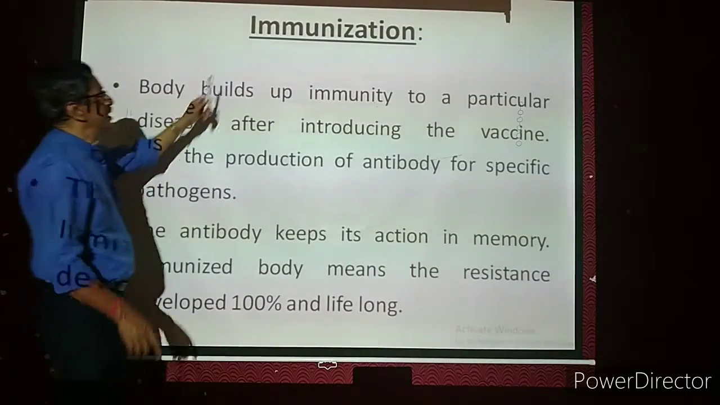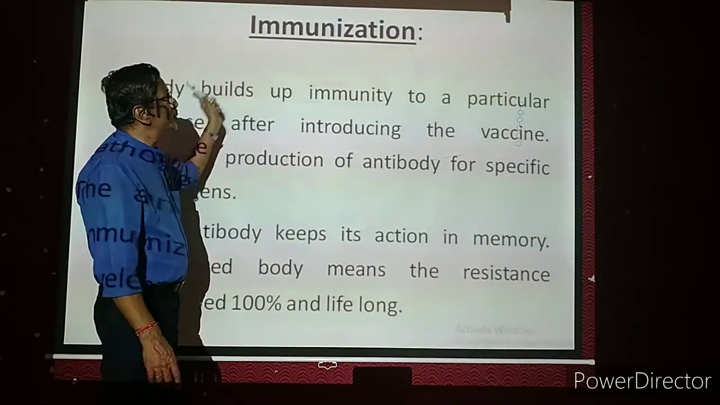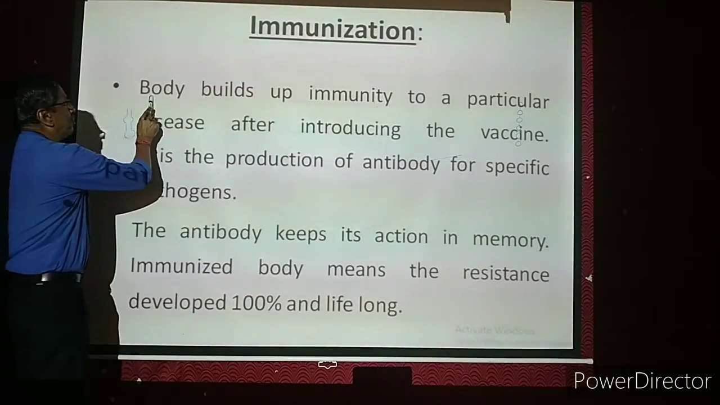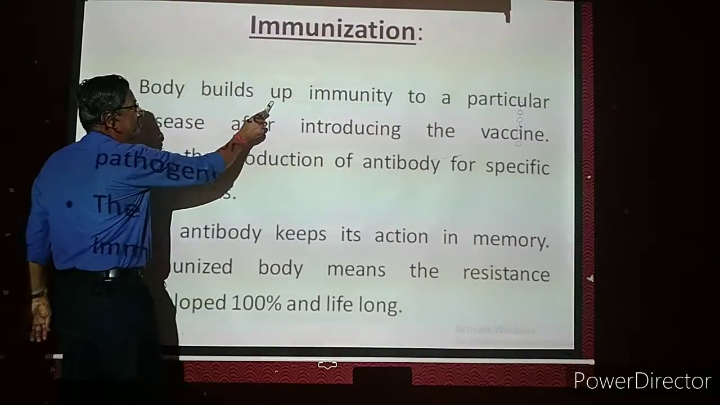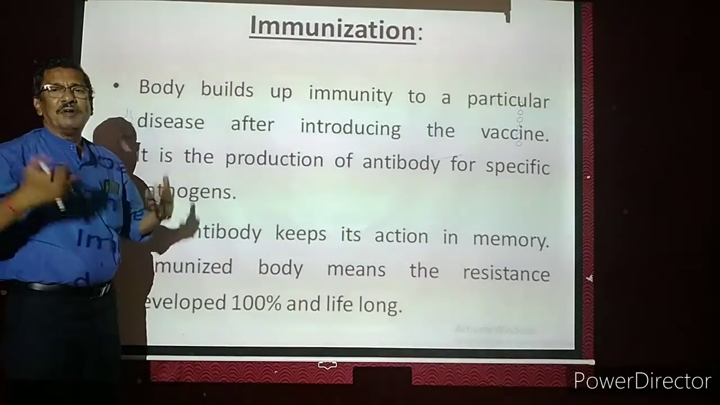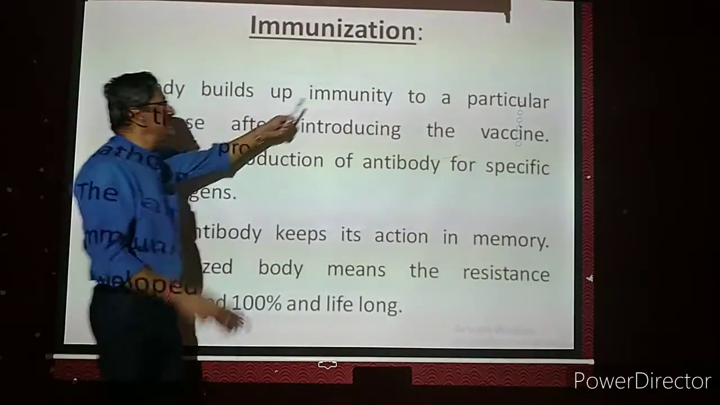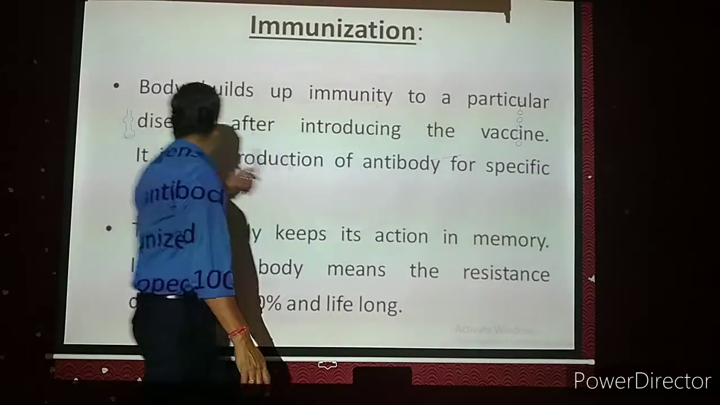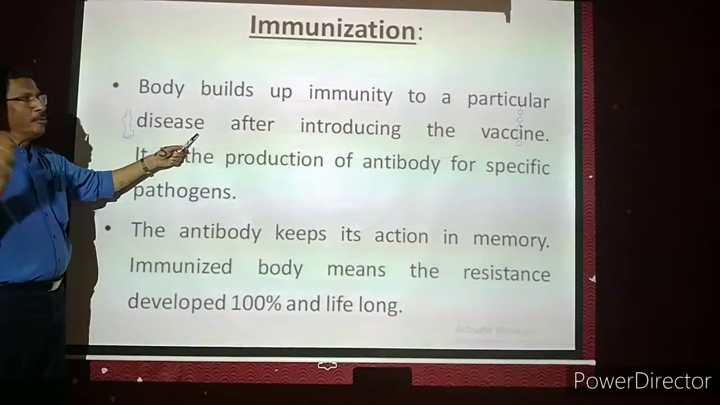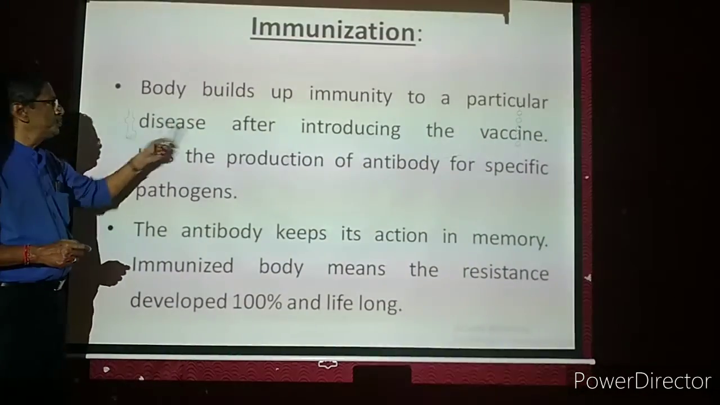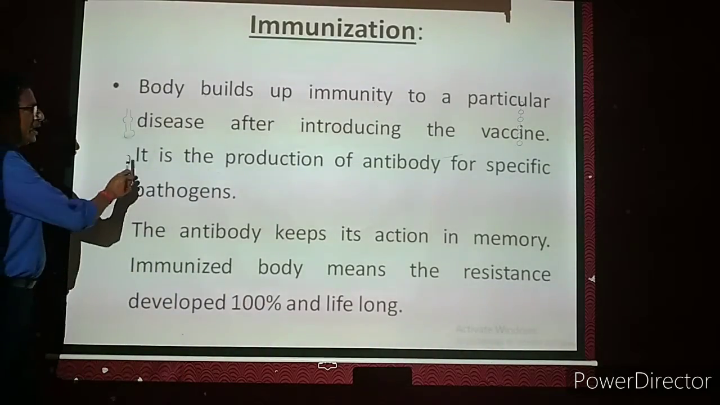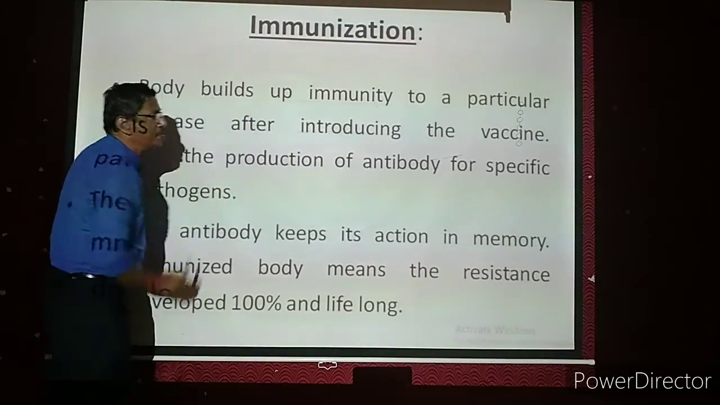Now immunization, I already told you the second topic. Vaccination is over, now immunization. What is the meaning of immunization? Our body builds up immunity. Immunity means what? Resistance. So once the vaccine is given, our body is developing resistance to a particular disease. If the polio vaccine is given, our body is producing resistance to polio after introducing the vaccine. It is the production of antibody.